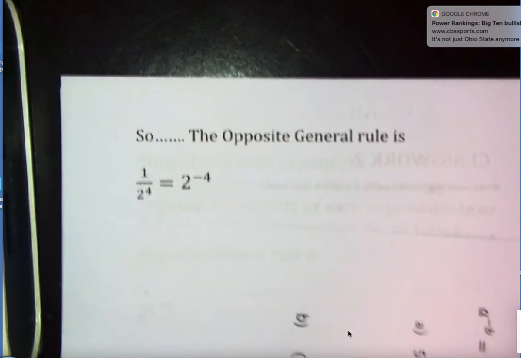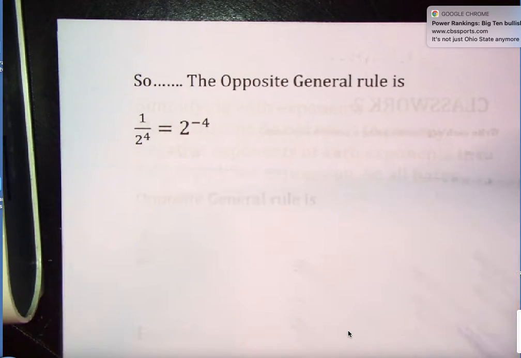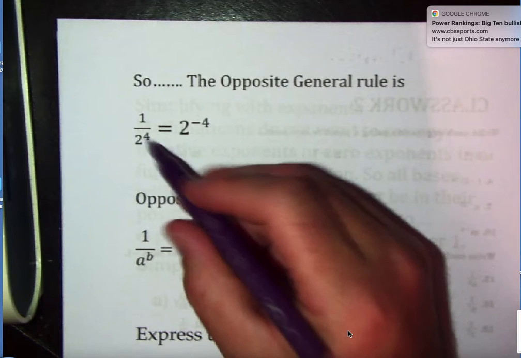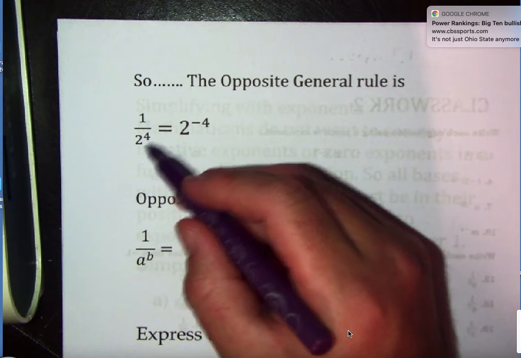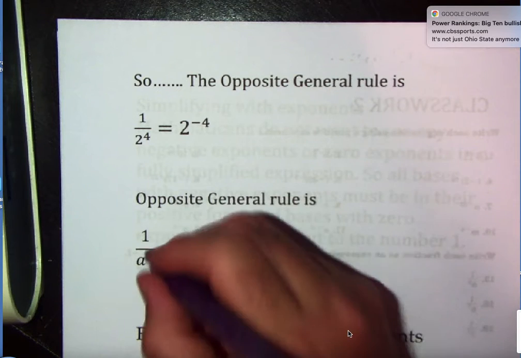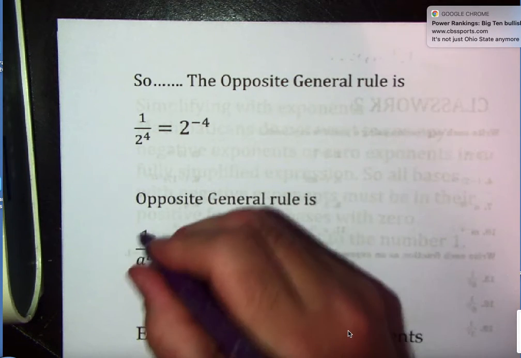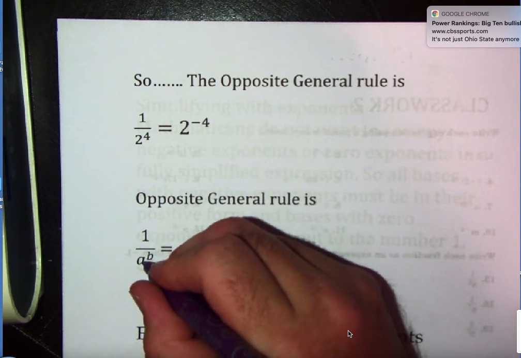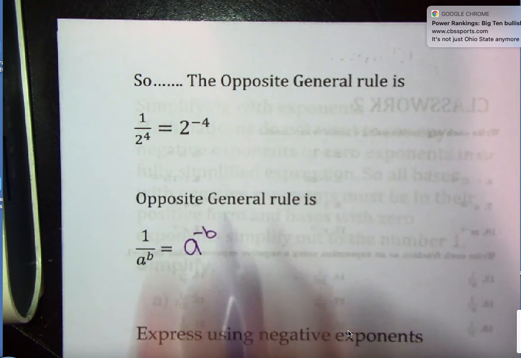And so we also hinted at this idea of the opposite rule, right? If you have 1 over 2 to the 4th, you can move it up and say that that is 2 to the negative 4th. So if we have 1 over a to the b, that's the same as saying a to the negative b power.